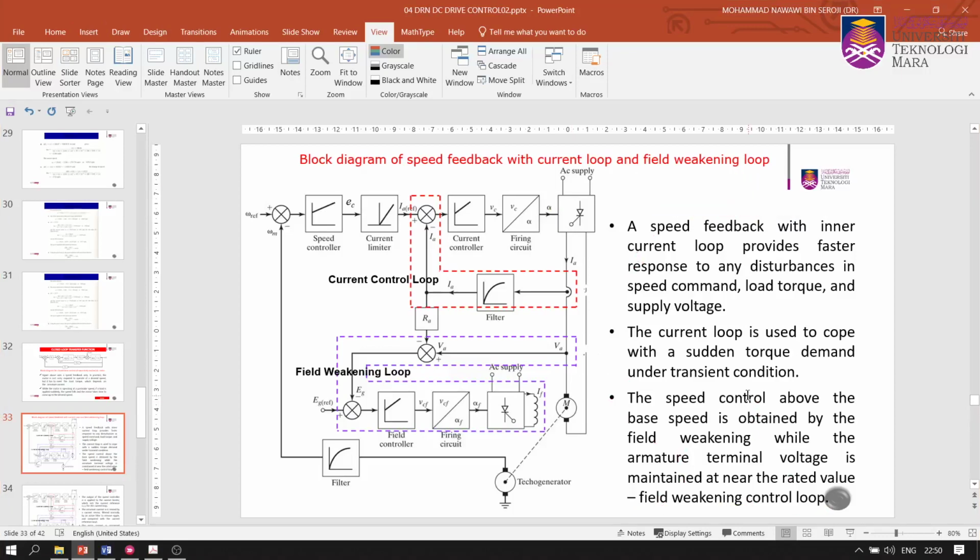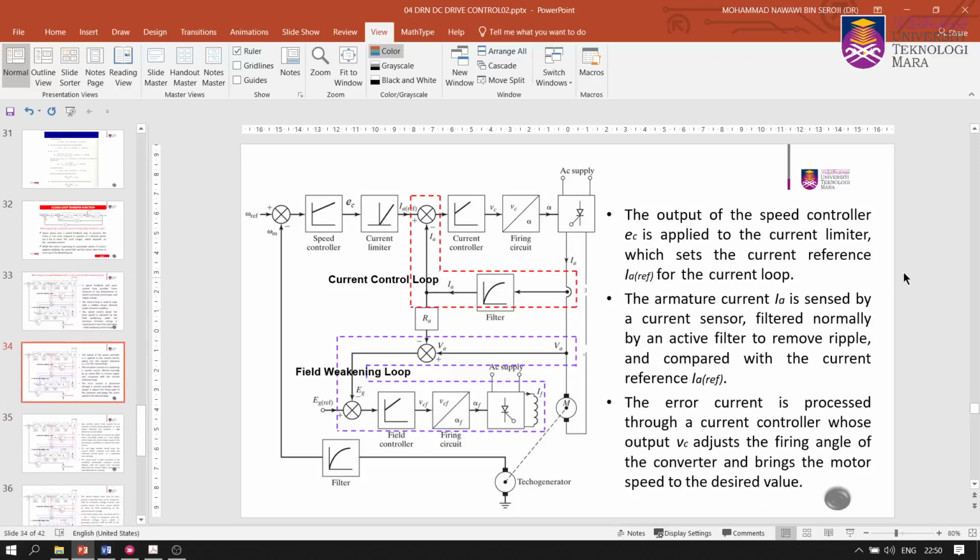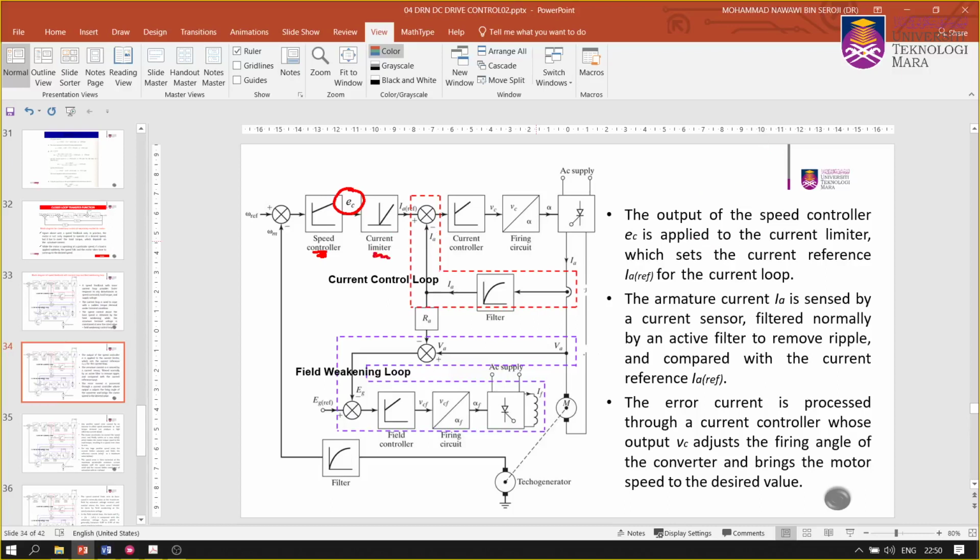Right, so let's look at the next slide. Let's have a look at some explanation on the block diagram here. The output of the speed controller EC, so this is the output of the speed controller here, is applied to the current limiter. So we have a current limiter there. We set the current reference IA ref, so that will actually set the reference current.